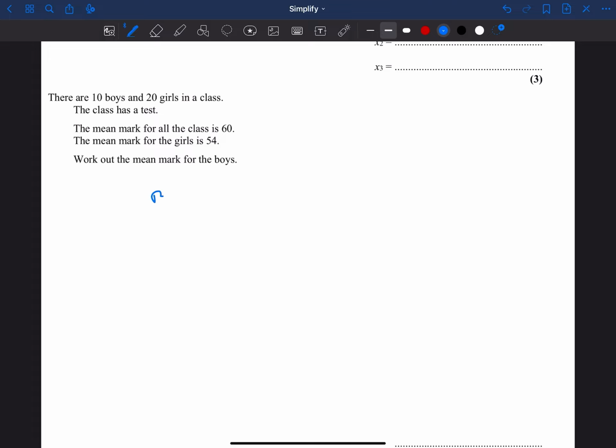Boys, there are 10 boys, 20 girls. The mean mark for the total class, how many boys are there? There are 10 boys, 20 girls, so in total there is about 30 people. The mean mark for girls is 54 marks each, kind of. Okay, if you roughly do it, so 20 times 54. How much are we looking at? 20 times 54, so in total they all got 1080.